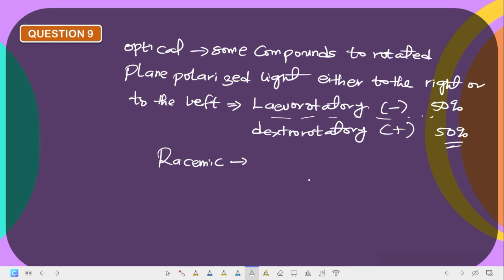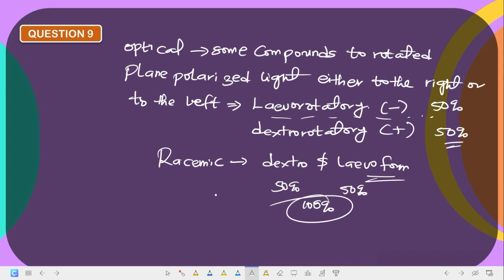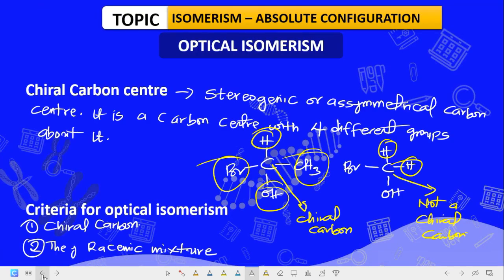So racemic mixture means the D and the L form, that means the dextro form and levo form, are in the same amount. For instance, 50% and what? 50%. 50 plus 50 will give us a total of what? 100%. If it's in this form, then that compound is not optically active because it's not rotating the light to any of the directions. Is that understood? So those are the conditions for optical activity.